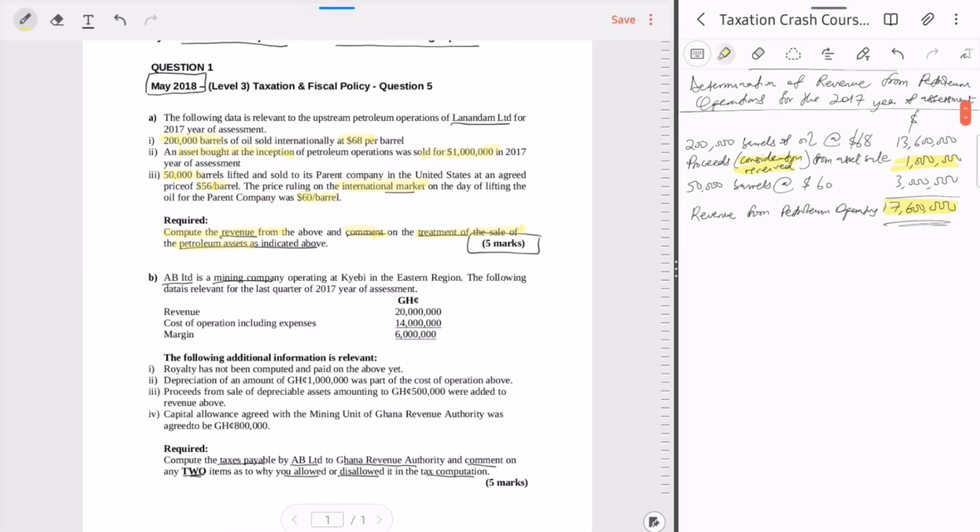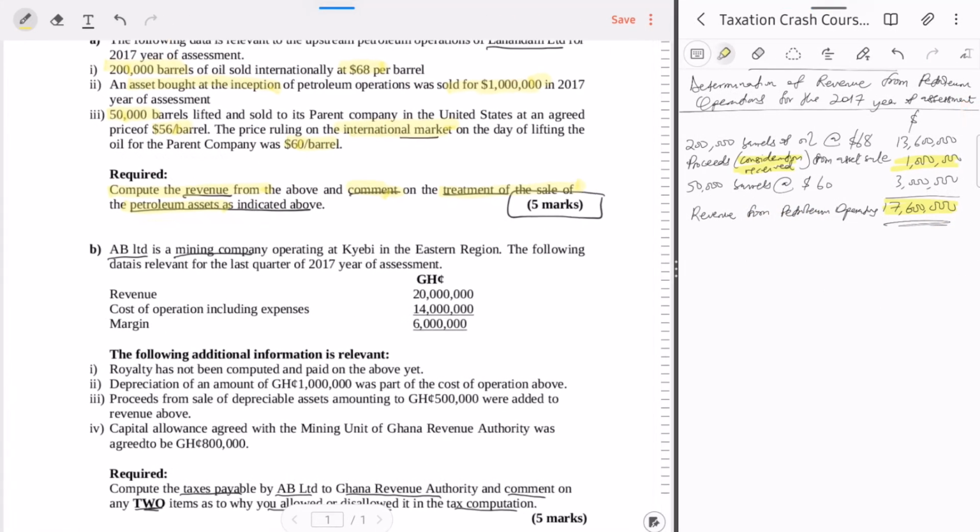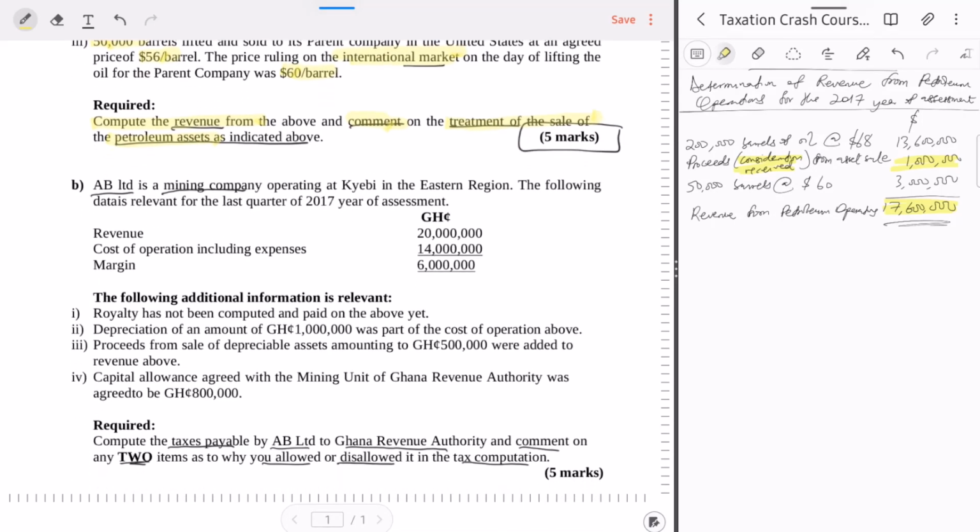The second question says, AB Limited is a mining company operating at Chebi in the eastern region. So they are a mining company located at Chebi in the eastern region. The following data is relevant. So they have revenue. Please take note, this is a mining company. We've shifted from petroleum. So put on your mining cap now and let's begin to do some magic here.